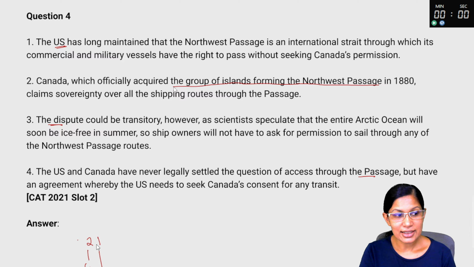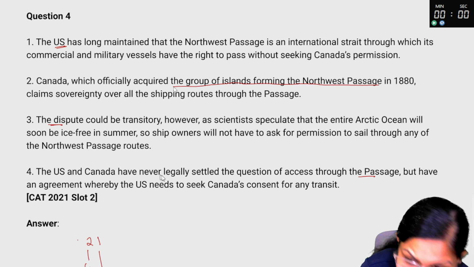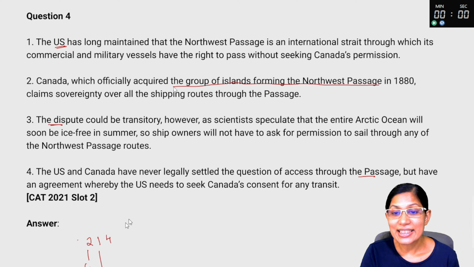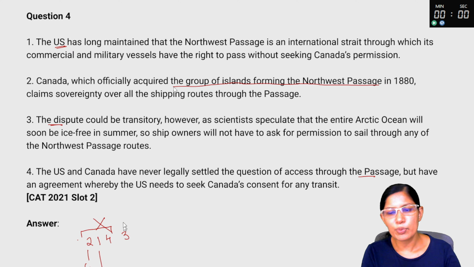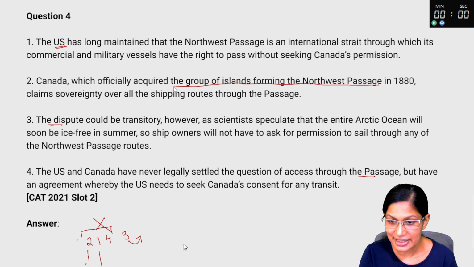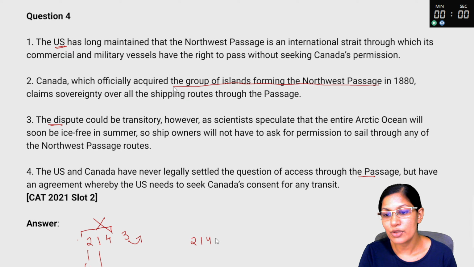Now that this is done, then from here we go into the fact that these guys have not legally settled it. Canada has got sovereignty, US is saying this, but they've not legally settled it. Having said that, this entire issue is something which could be a non-issue. Why? Because if there's not going to be any ice, they could probably use the Arctic Ocean and not even go through this strait, right? So you can see that statement 3 is taking it in a slightly different direction altogether. So 2, 1, 4, 3.